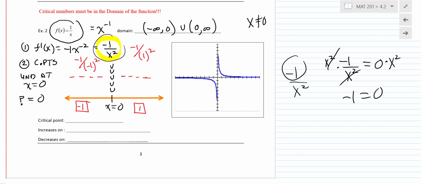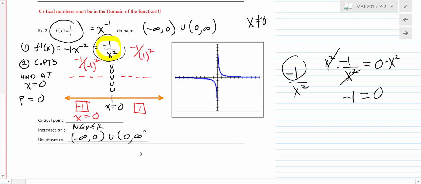So we would write our conclusion like this. The critical point was x equals 0, and then we say increasing: never. It never increases, and it decreases from -infinity to 0, union 0 to infinity, like that. Sometimes our textbook will write an interval kind of like this, because what you're doing is naming the intervals where it decreases. You can write it either way. I'm used to writing it with a union. Okay, any questions about that?